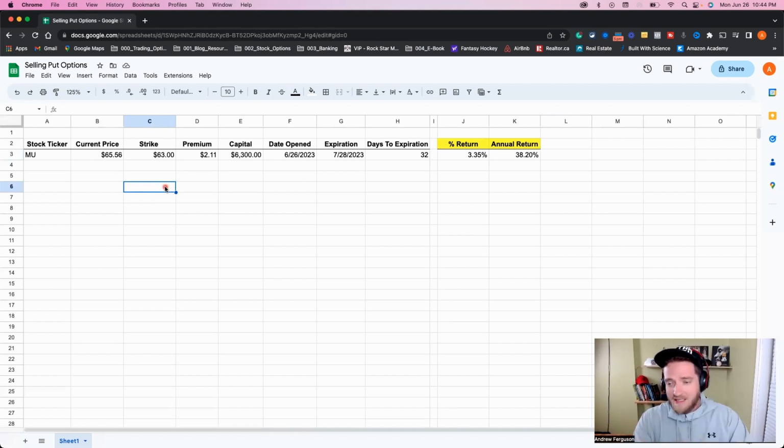And it's basically just have the money in your account. Don't go overboard, don't overspend, and then just target companies you want to own anyway. If you don't want to own MU, don't sell a put and potentially have to buy shares of MU. It's not a place you want to be.